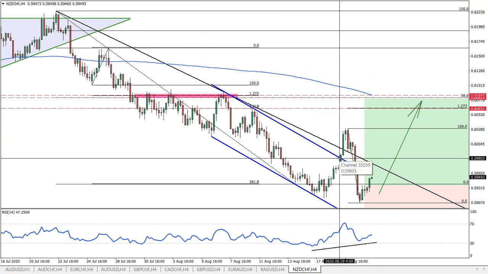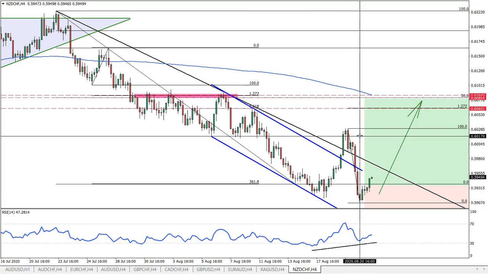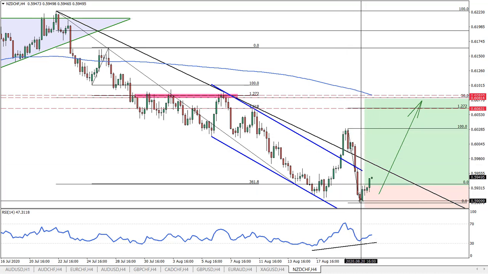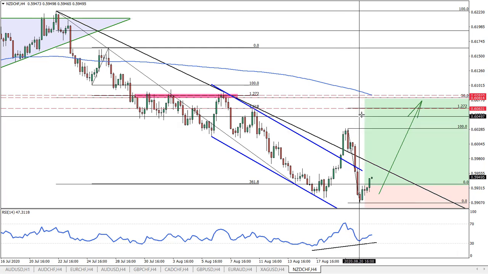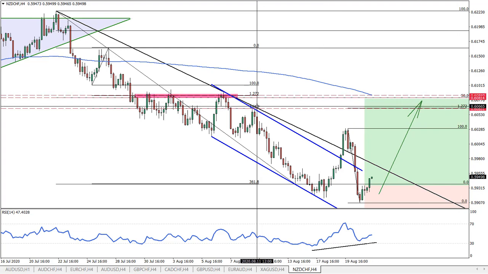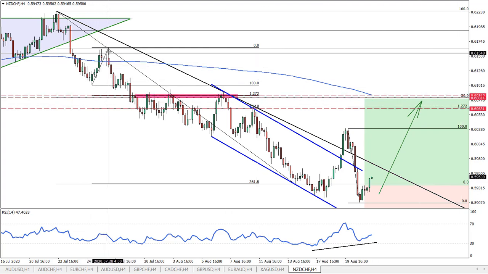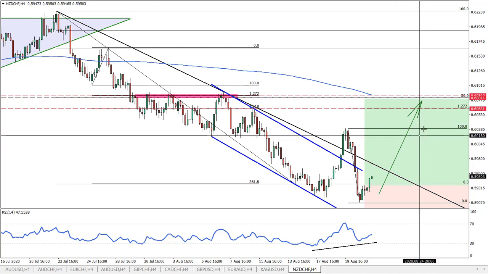There was a breakout above the channel. There was a breakout above the downtrend trend line, and I have used this corrective wave after the breakout to apply FIBs to it. And here we have 161.2 resistance, which corresponds to 161.8 FIBs applied to this correction. So here is the first key resistance, which is located at 0.6063.